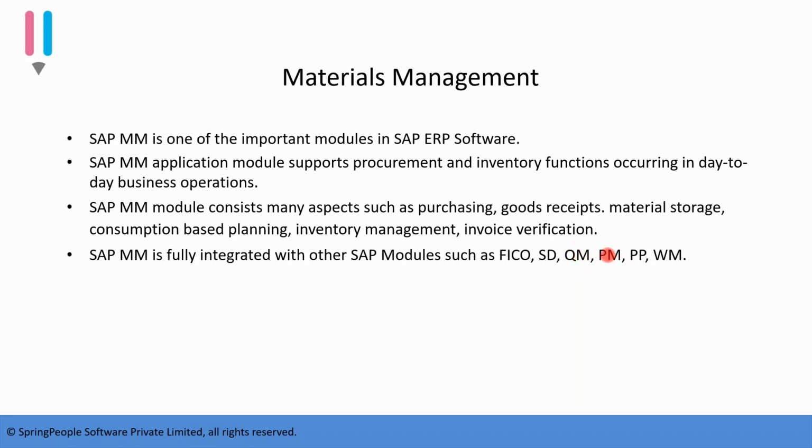Next is PM. PM stands for plant maintenance. This module is implemented if you have any kind of machines, equipment, or vehicles. If you have machines, then there will be some wear and tear, and for this you will perform a service. This service or maintenance can be your regular, scheduled service, or it can be a breakdown service.